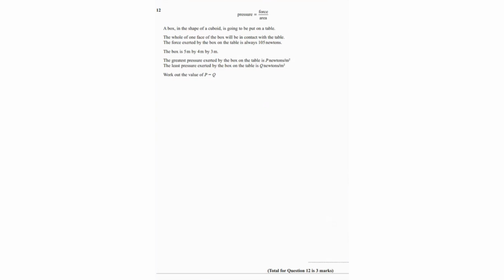Okay, so this is slightly more difficult, but the main concept is still the same. When they talk about the greatest pressure, pressure is force over area. To have the greatest value for pressure, that means force has to be bigger and area has to be small. And for the least pressure, I'm going to put this as Q, it's going to be the opposite. Area is big and force is small.